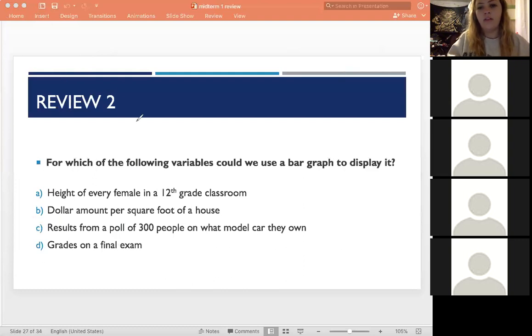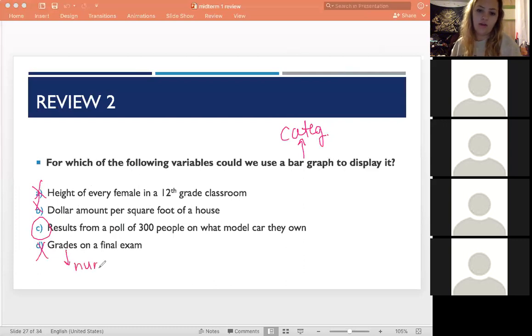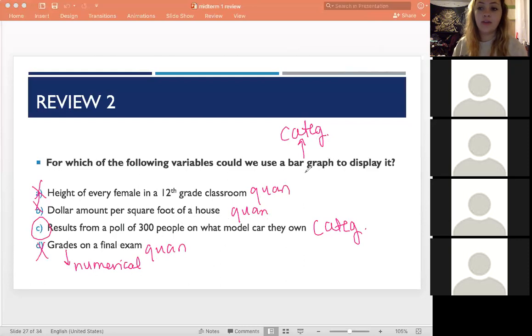Great job. Great, Tony the Tiger. Okay, so answer is C, because remember, for bar graphs, we need to have categorical variables. A is quantitative, B is quantitative, D is quantitative. This would be numerical, because I've had people ask, well, what if it's A, B, C, D, E? You got me there. That'd be categorical, but this one is grades on a final exam, a numerical one. So answer C, because this is the only categorical variable. Out of all these, the rest are going to be quantitative. Remember, bar graphs, the bars don't touch. They're not friends. So yeah, good job.